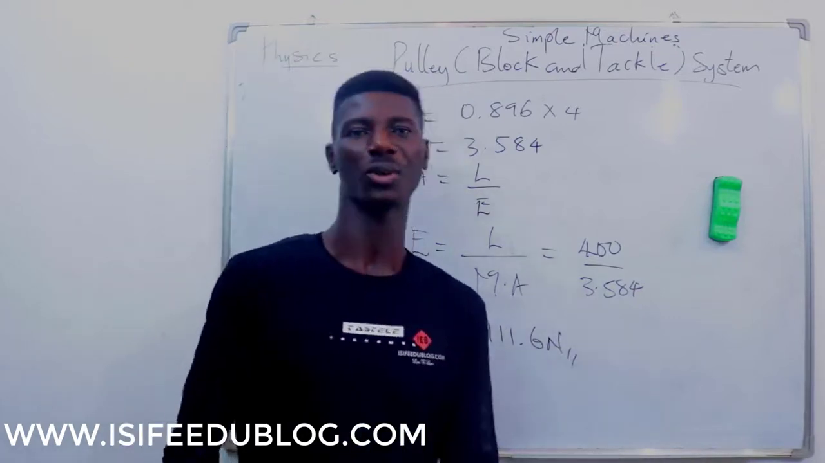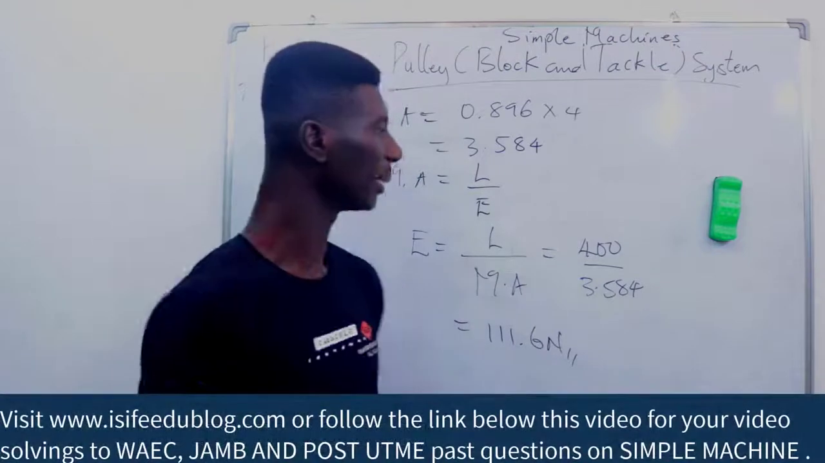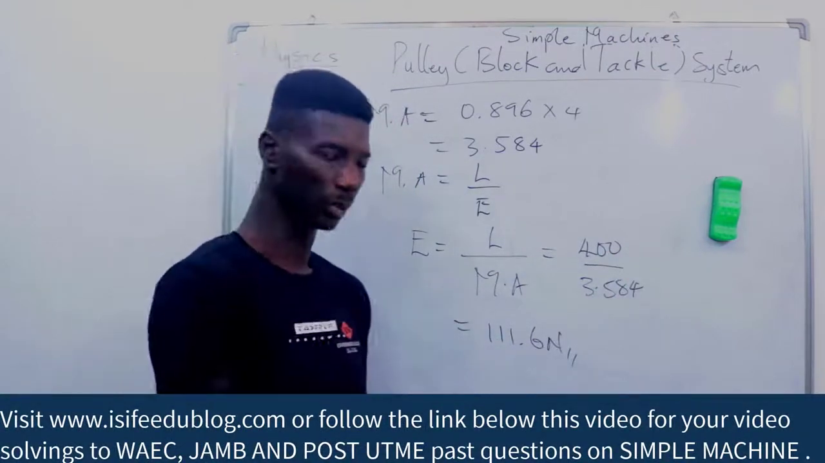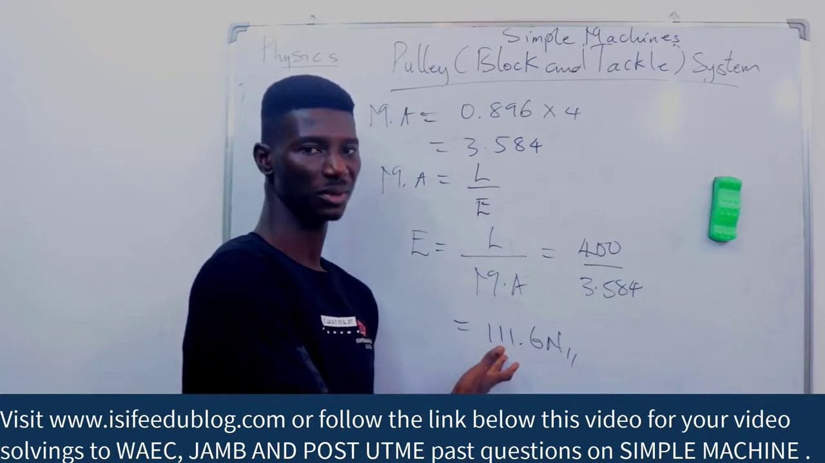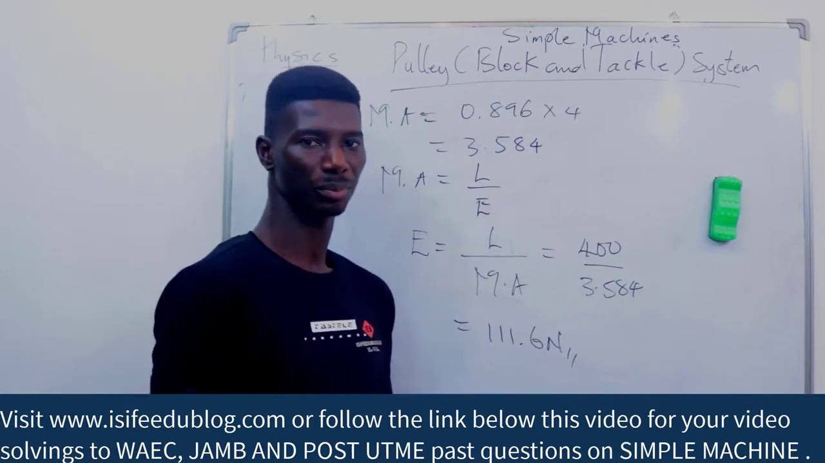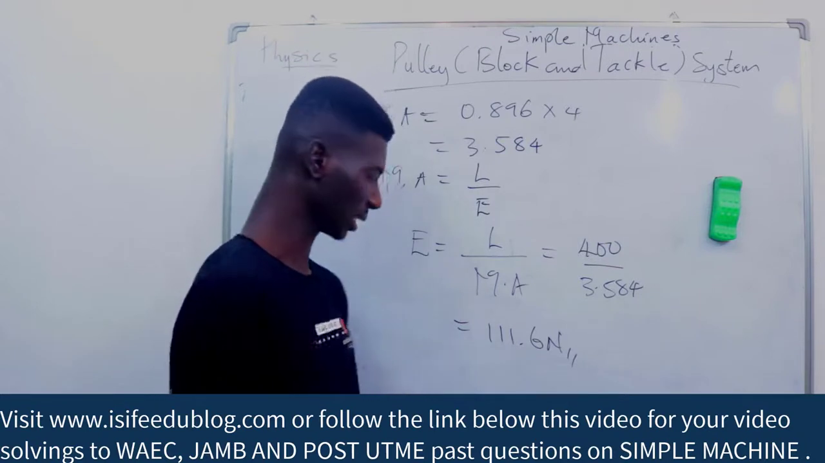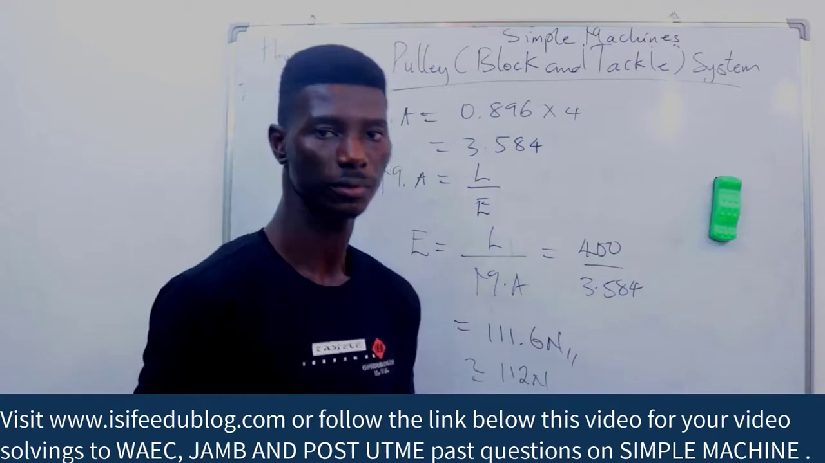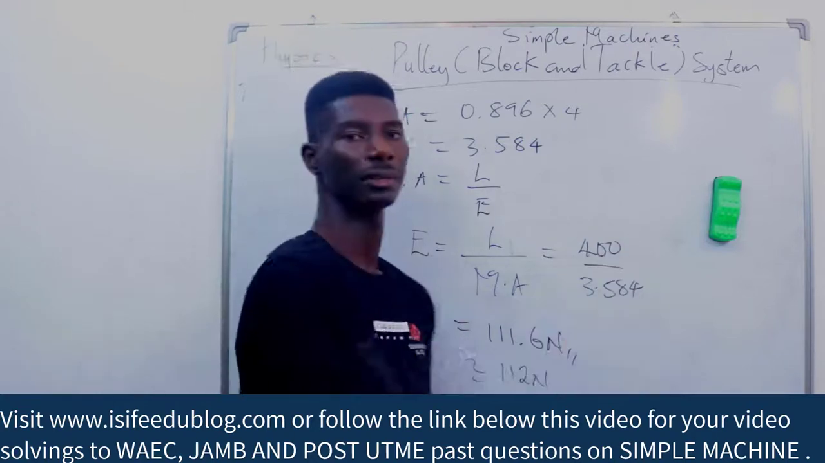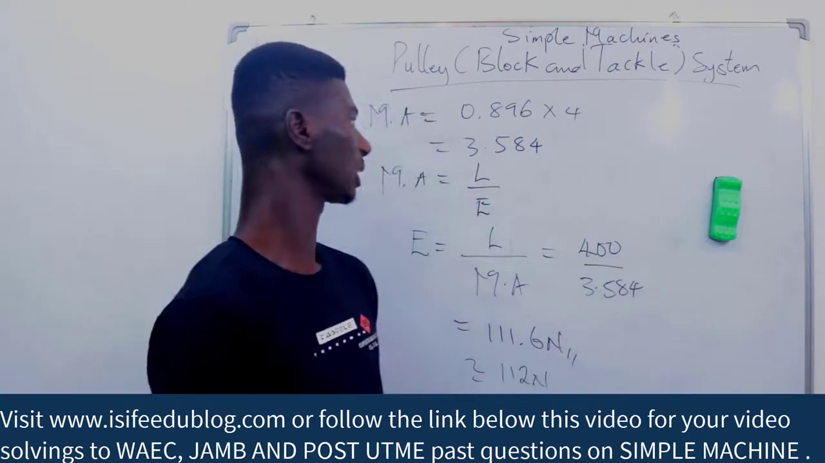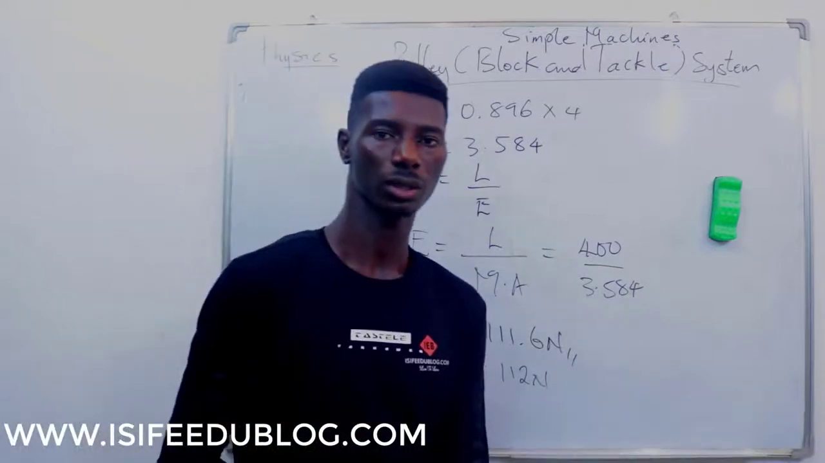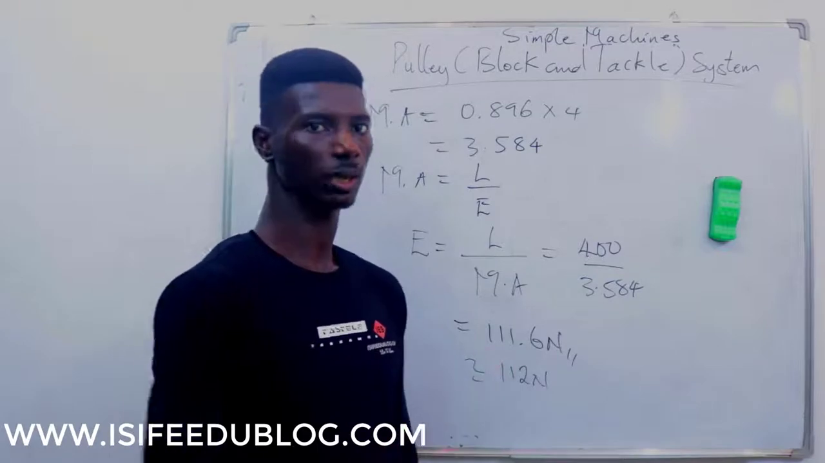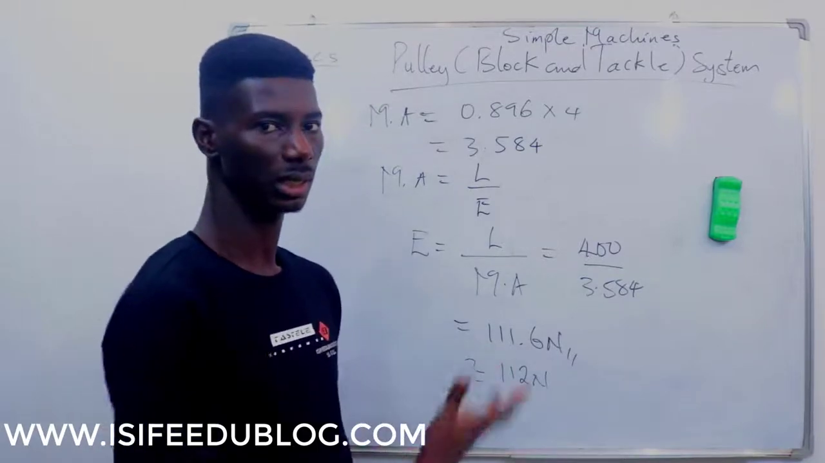So have you seen? That is the benefit of what machines help us in real life. Imagine a load of 400 Newton for you to lift with a pulley. You don't need to apply a big effort. 111.6 Newton. To the nearest whole number, you can say 112 Newton. Just 112 Newton to overcome a very big load. So this is what we have. If you have any question, drop it in the comment section. For more exercises, click on your exercises and you see more exercises on this.